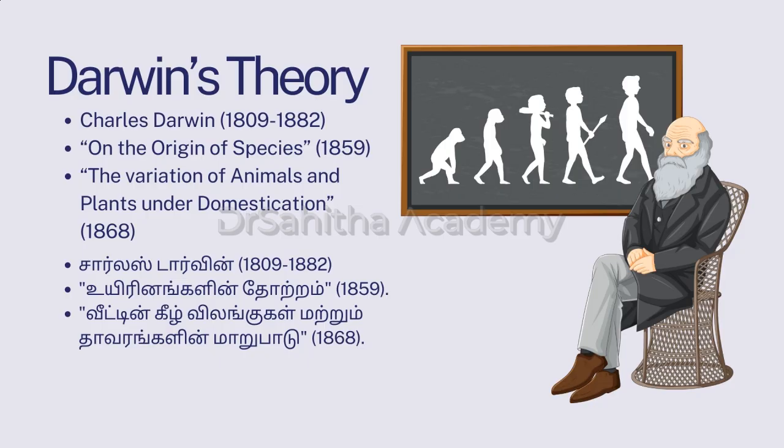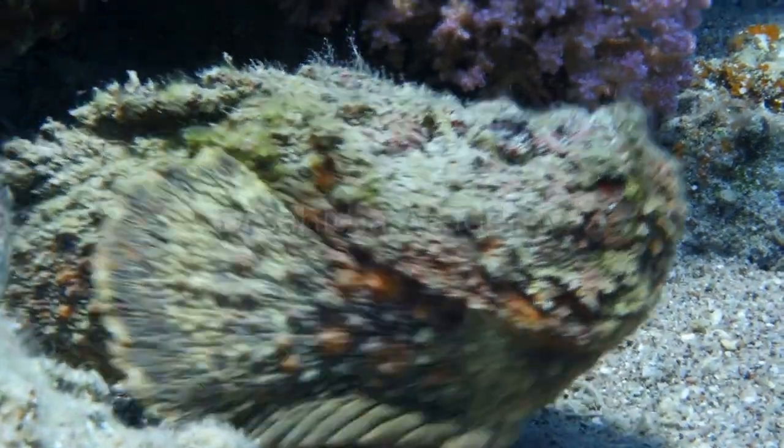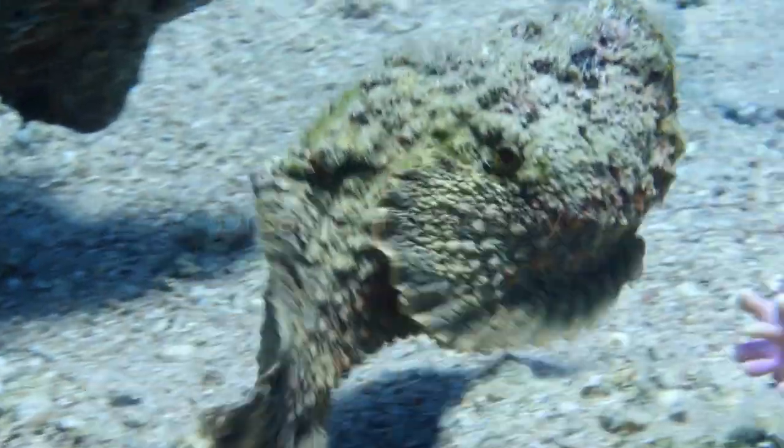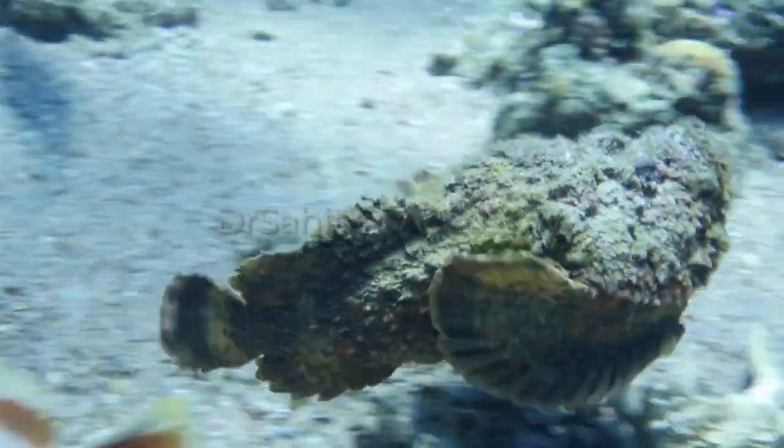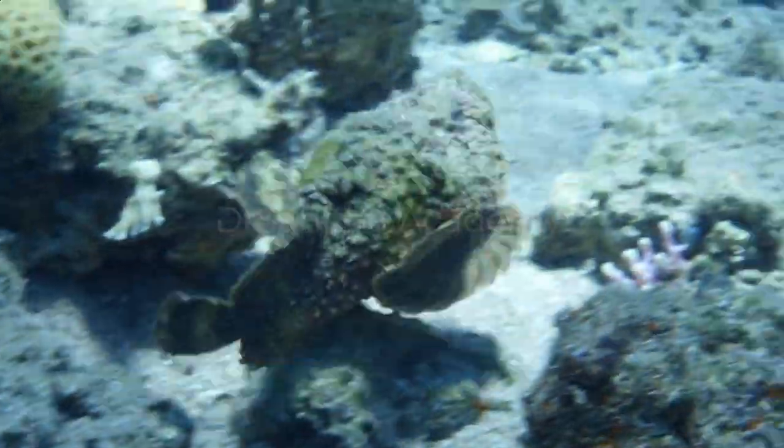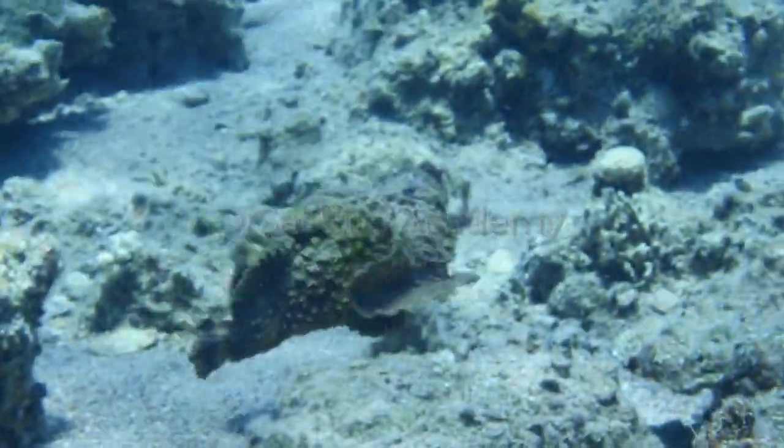Now let's continue with a focus on Darwin's theory of evolution. Charles Darwin was a British naturalist who revolutionized our understanding of life on Earth. He published On the Origin of Species in 1859, where he introduced the concept of natural selection. Darwin's theory explains how species evolve over time through a process called natural selection. Let's break down the key concepts.